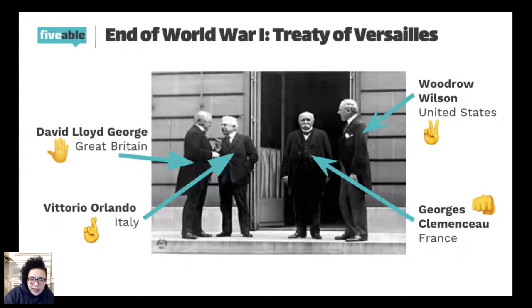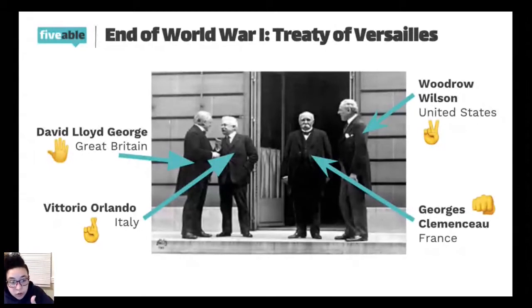Orlando from Italy is not really a big part of this at all. He actually leaves early and Mussolini comes to power, based on the fact that what Orlando does here is non-essential. He doesn't do anything to fight for Italy. So he's just kind of like, hope it goes well. That's the best way to describe him.